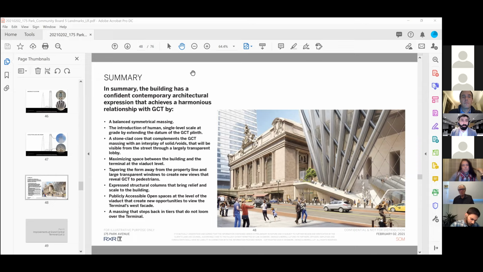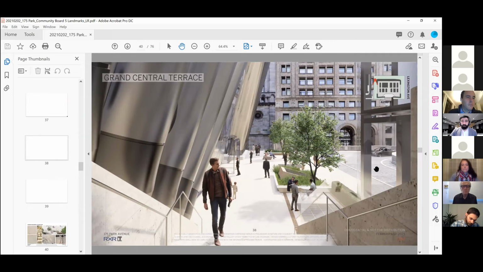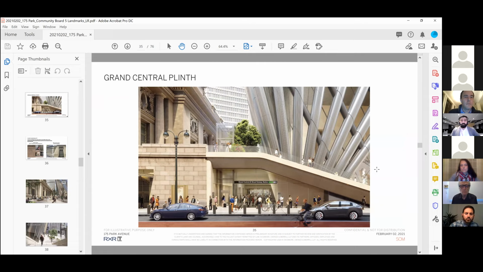Could you maybe flip to the rendering that shows the pedestrian at level where there's some glass guardrails? And then along, going to the north axis, along Vanderbilt, is that solid glass? I know this is a detail, but are there metal handrails?